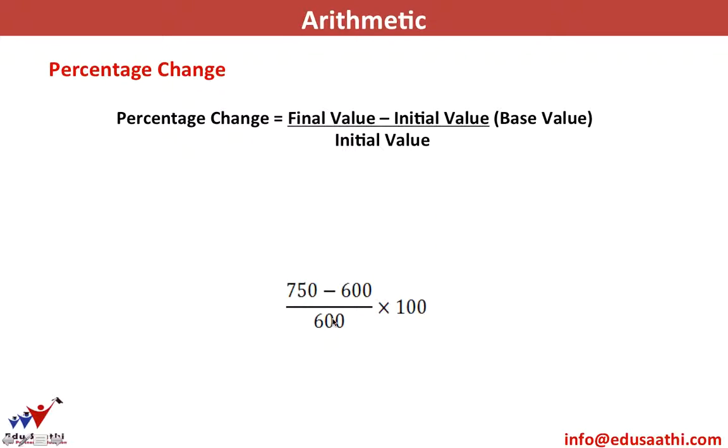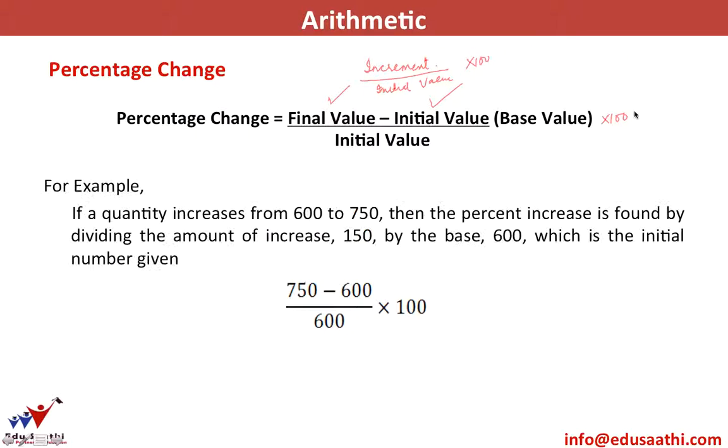So you can remember the formula for percentage change. The formula will be final value minus the initial value, which will give me the increment in the numerator, divided by your initial value, into 100. Because my answer has to be in percentage terms, this will be multiplied with 100 to give me the answer. Let's look at an example.